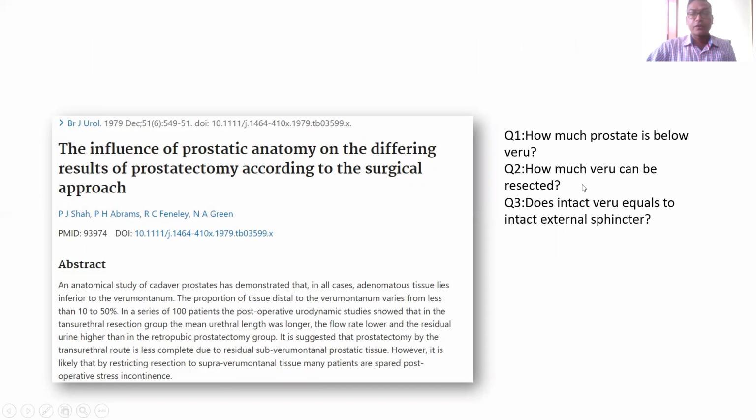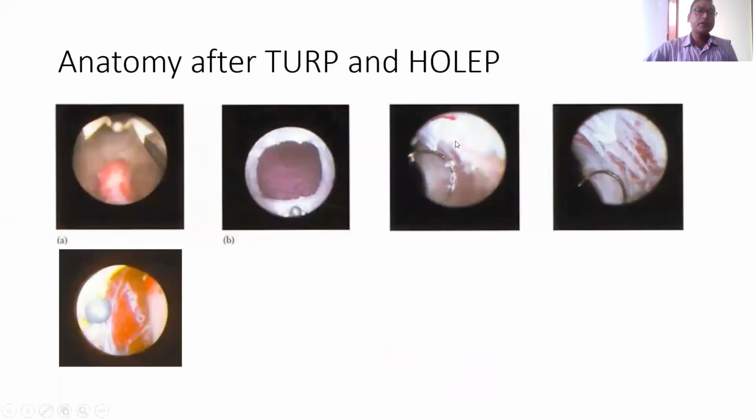It is better not to resect a veru, being a very important landmark during the procedure involving HoLEP or any laser procedure or TURP. However, part of the veru may be resected, maybe about half of it, without compromising the integrity of the sphincter. Does intact veru equal intact external sphincter? No, it does not. This is the anatomy after TURP or HoLEP procedure.